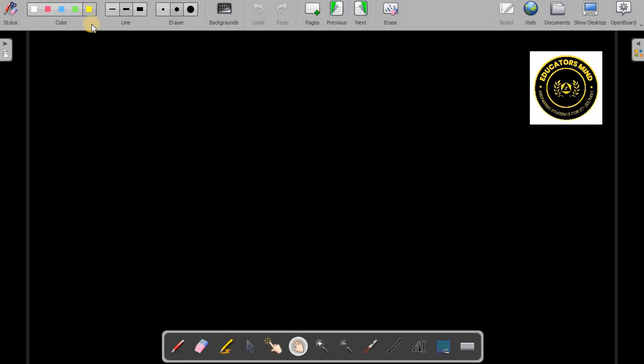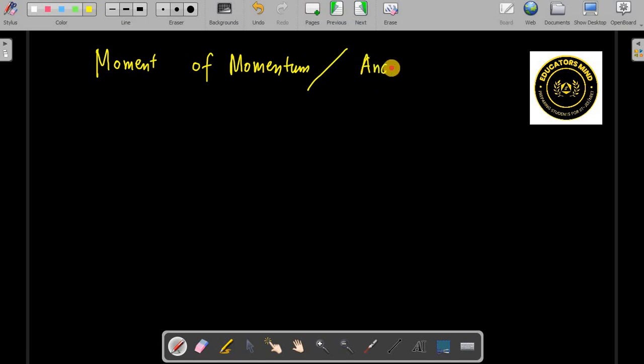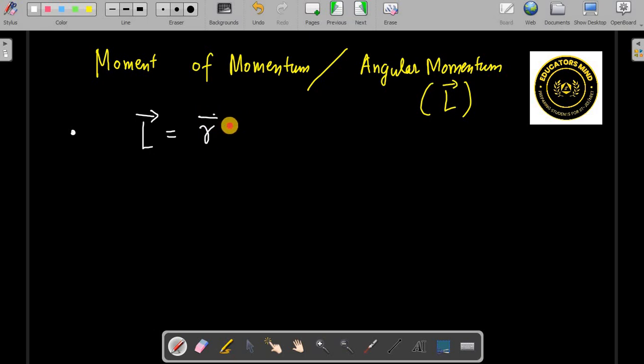Hello students. So today we are going to see the next topic, which is moment of momentum. Moment of momentum, which is also known as angular momentum, which is denoted by the symbol L vector. It's a vector quantity. Okay. So first thing that we should note here is the mathematical definition: L vector is defined as R cross P.